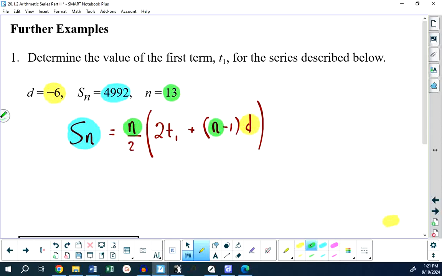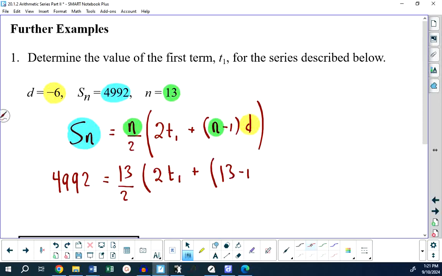So the only thing I want you to note here is once we do all of that substitution, there will be one thing left in the equation that we don't know, which is t1. Therein lies the algebra. We're going to solve that resulting equation for t1. So I put in 4992 equals 13 over 2 multiplied by, in brackets, 2 times t1, which we do not know, plus 13 minus 1 times d, which is negative 6. And look how I wrote that negative 6 in its own set of brackets.